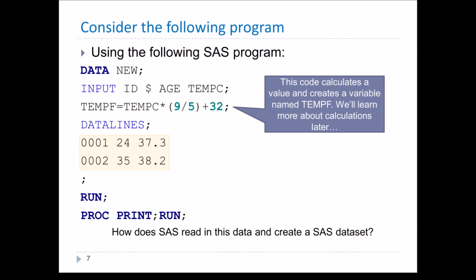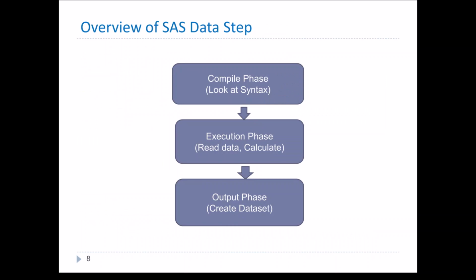So it's a simple program, but knowing how SAS reads through this can be helpful in helping you know how to code in the future and how to diagnose problems. So here's an overview of the SAS data step. When you run SAS, it goes into what's called a compile phase, where it looks at the syntax of the code. That is, does everything look right? Did you spell all the keywords correctly? Did you put the semicolons, all that sort of stuff?